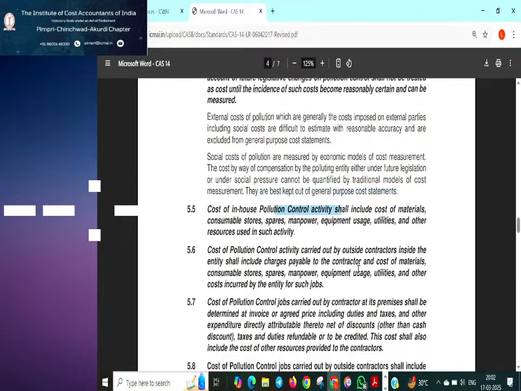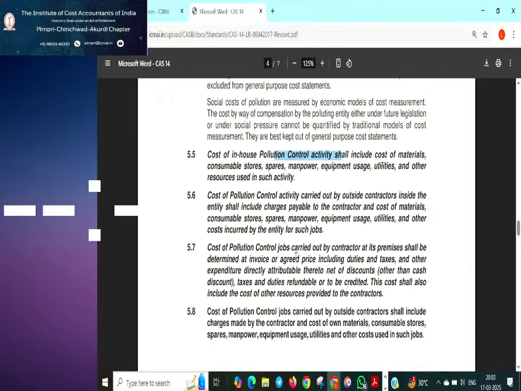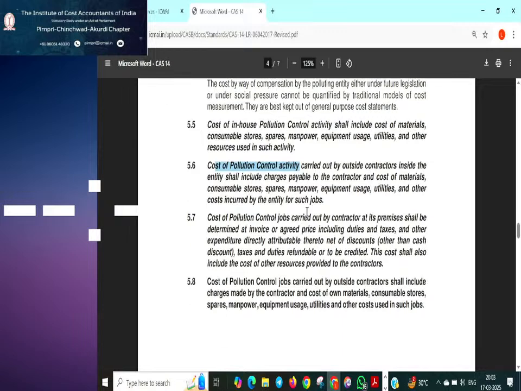In-house pollution control activity, that is, you have your own water treatment plant or waste treatment plant, whatever is the cost for that particular plant will be treated separately, and that will be booked under pollution cost. Cost of pollution control activity carried out by outsider contractors but within your entity: whatever charges you pay to the outsider contractors along with the cost of materials, consumables, spares, manpower, everything will be taken into consideration. Sometimes it is totally outsourced to the contractors who do it in their premises. In that case, whatever is the invoice or agreed price will hold good.